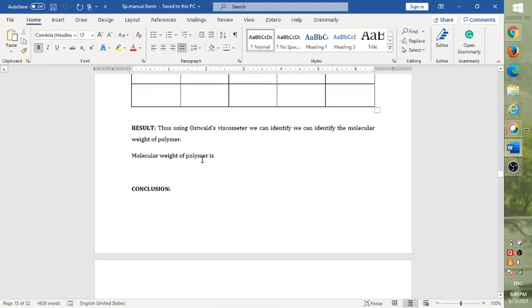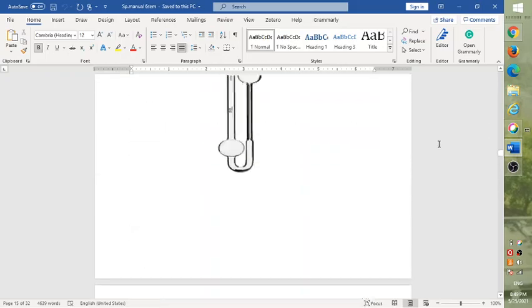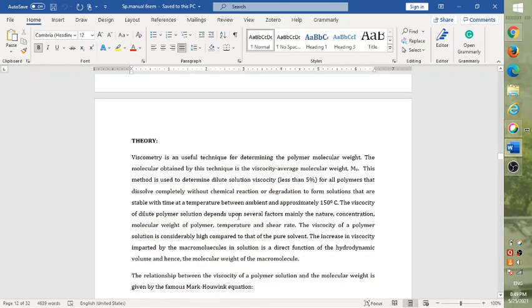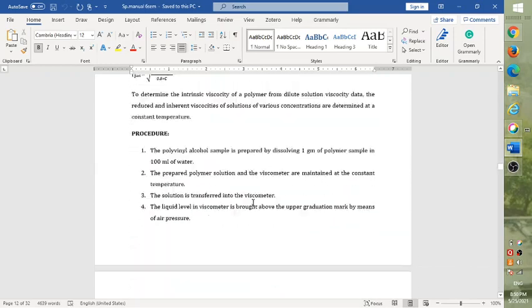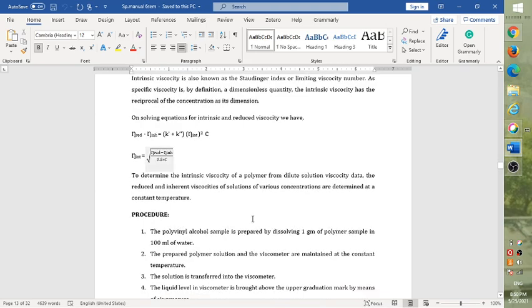It is very simple. You just have to make the solution of polyvinyl alcohol, okay, and then from this mark to this mark, you just have to note down how much time it takes to pass. Very simple experiment, but some formulas are there which you need to know.